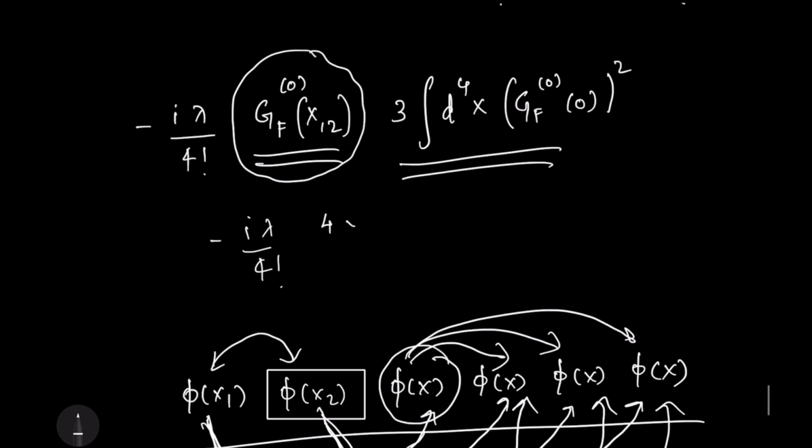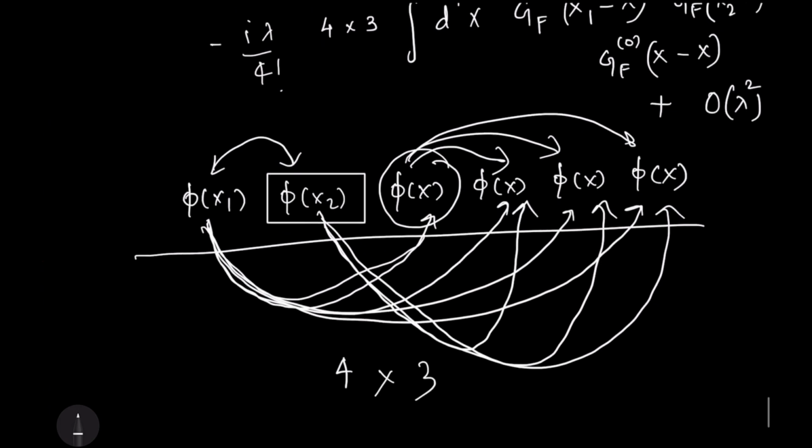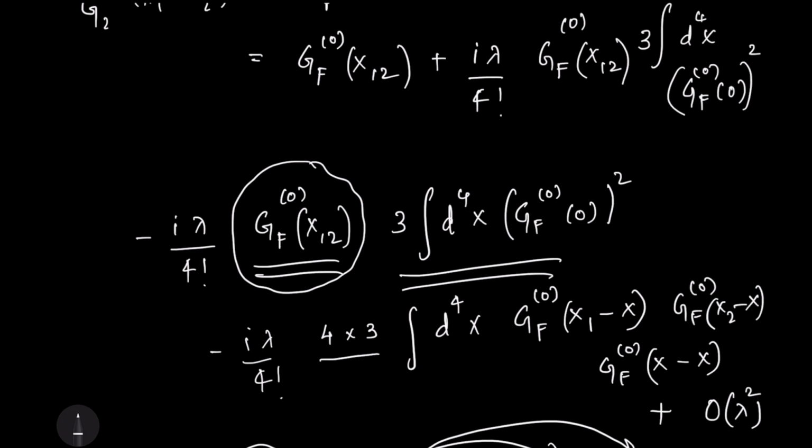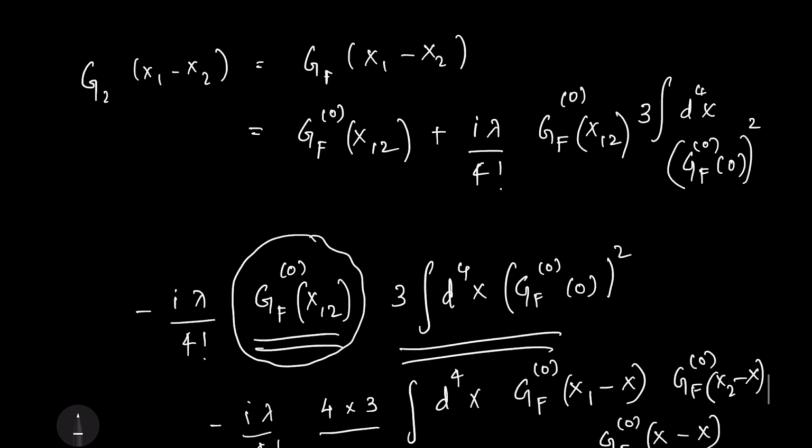So here I have 4 multiplied by 3 integral d4x GF. Here x1 will go with one x and x2 will go with one x, and the remaining x will pair, plus other higher order terms in lambda squared. We have 4 phi's and there are different ways to group them, so we include a factor of 4 multiplied by 3. So this can be represented diagrammatically. This is the analytical expression, so how do I represent it in a diagram?